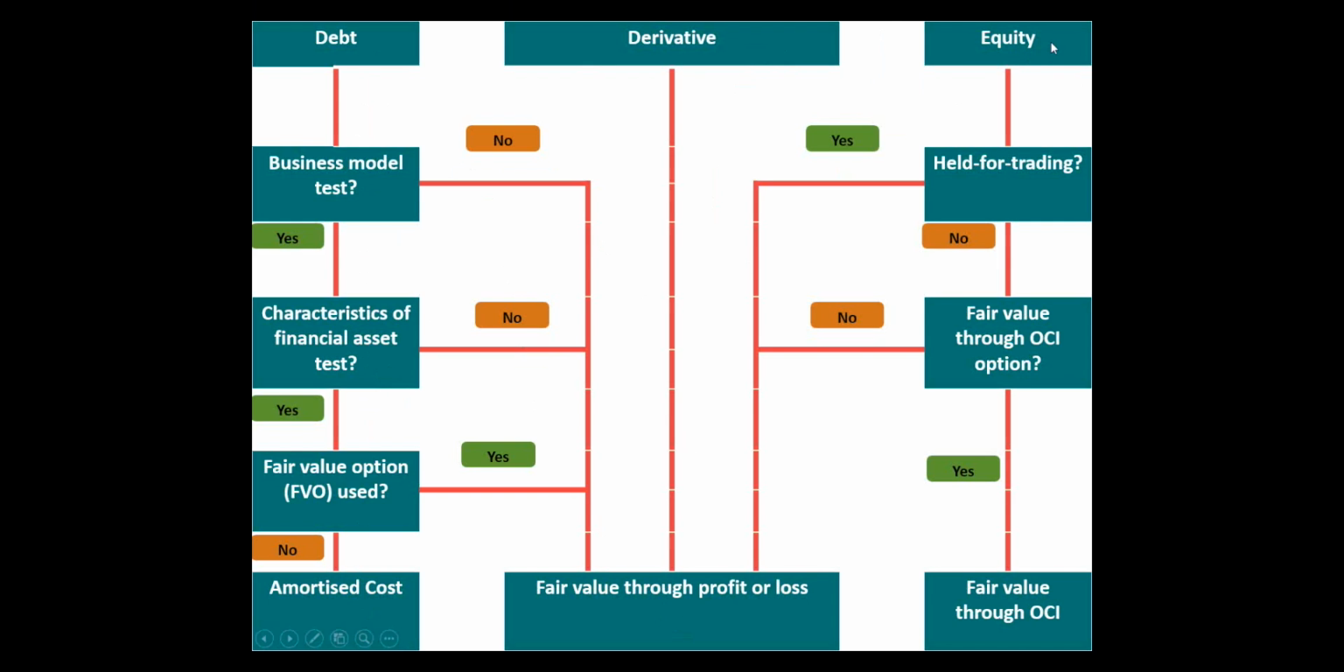And then if you look at equity, so equity instruments, the first question is, is it held for trading? And if you say yes, it should be at fair value through profit and loss. If you say no, you get the option, do you want to put the changes in fair value through other comprehensive income? It's an irrevocable election. If you say yes, you can have it at fair value through other comprehensive income. If you say no, it's fair value through profit and loss. So really what we've got is equity you have to account for at fair value through profit and loss unless you choose to always put it in other comprehensive income.